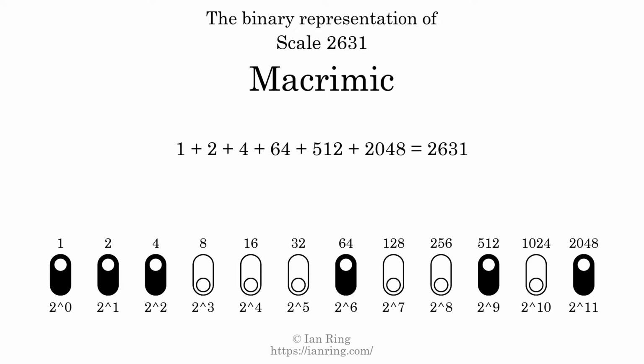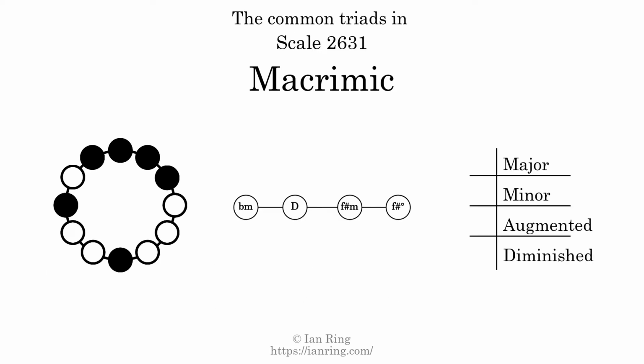2631. The scale number not only enumerates the scale with a unique index, but it also literally describes the tonal content of the scale. Represented as a binary number in base 2, the scale number is 101001000111. Here are the common triads present in this scale.